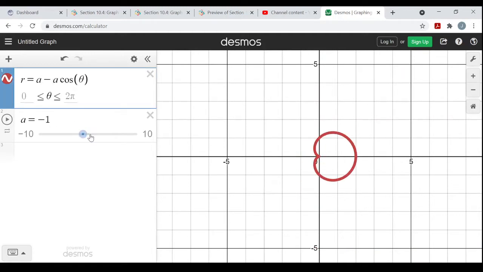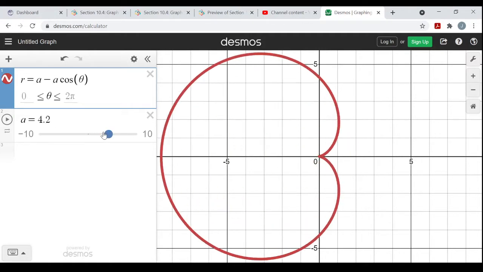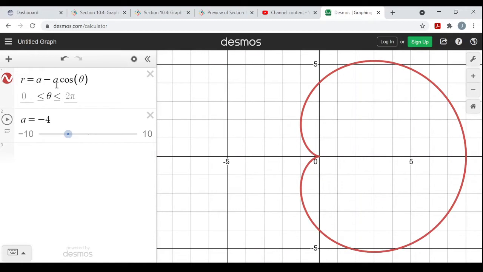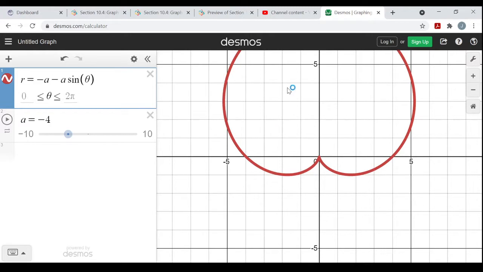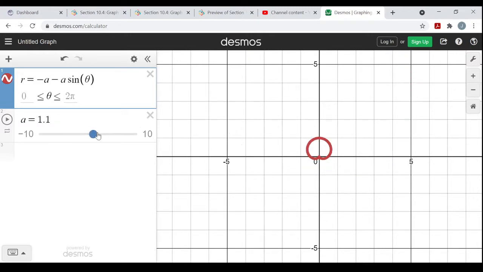The same thing goes for a minus a: another cardioid, just in the opposite direction. As long as these two numbers are the same, if you ignore the negatives, some number plus some same number times the cosine of theta or the sine of theta, you get this thing called a cardioid. Let me show you the sine version. They're just bigger hearts opening up, hearts that are up and down.